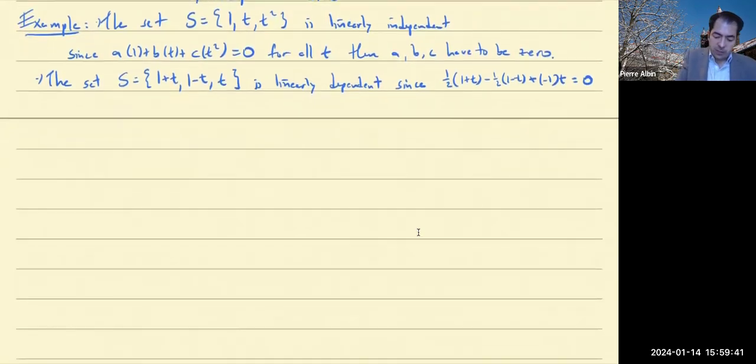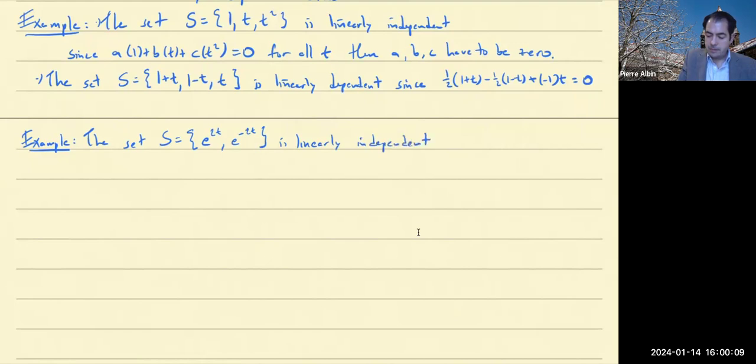Okay, let's do one more example because we used it last time. The set with the functions e to the 2t and e to the minus 2t is linearly independent, since if you have a times e to the 2t plus b times e to the minus 2t equal to 0 for all t, then a and b have to be 0.